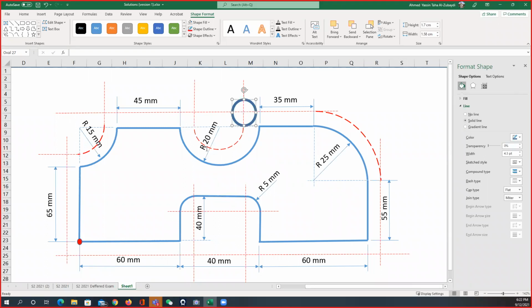Now, I want to know what the diameter of this first circle is. So if the radius here is 20, this is 5, so this will be 15. So this point is 30 millimeter further. So we have 30 plus 5, that's 35, plus 45, this is 80, plus 15, this will be 95. So the x here is 95, and the y is 85.